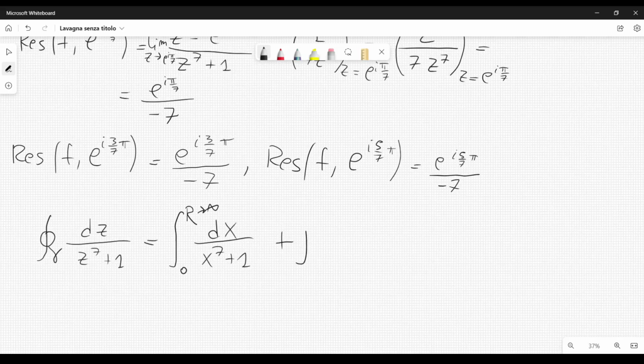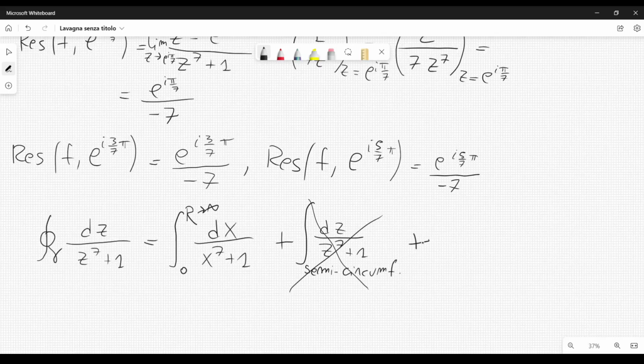Then we have plus the integral over the semi-circumference here. And in this case, I have dz over z to the power 7 plus 1. And when we let R go to infinity, you can prove, the same way we did in other exercises in complex calculus, that this second integral will give a zero contribution. Essentially because the magnitude of the denominator will grow larger and larger, and it will annihilate this integral. It will make it go to zero.